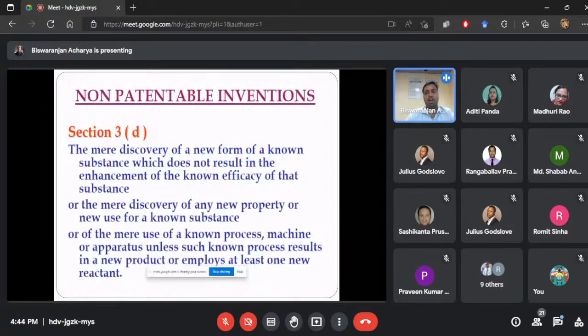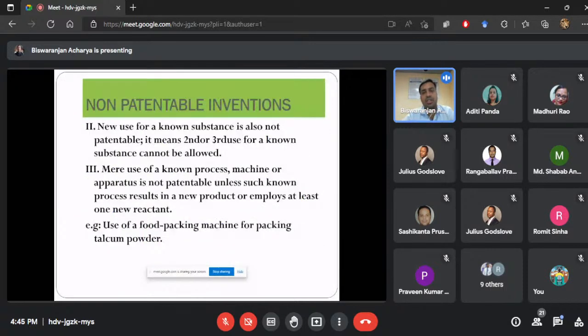The mere discovery of a new form of a known substance, which does not result in the enhancement of the known efficacy of that substance, is not patentable. I already told you in the last slide. A new use for a known substance is also not patentable. It means a second or third use for a known substance cannot be allowed. Mere use of a known process, machine or apparatus is not patentable unless such known process results in a new product or employs at least one new reactant. For example, use of a food packing machine for packing talcum powder is already available, so it cannot be patented.